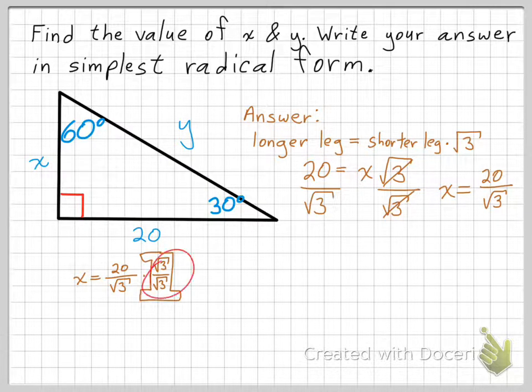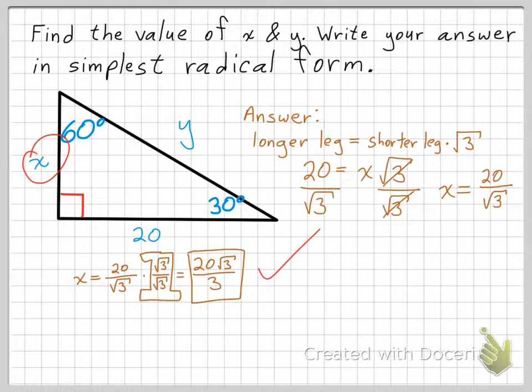Root 3 over root 3 is 1, so I'm not changing the value of this number, I'm just changing how it looks. And then 20 over root 3 times root 3 over root 3 is going to be 20 root 3 in my numerator. But then in my denominator, root 3 times root 3 is just 3. So my answer is 20 root 3 over 3. That's the value of x.